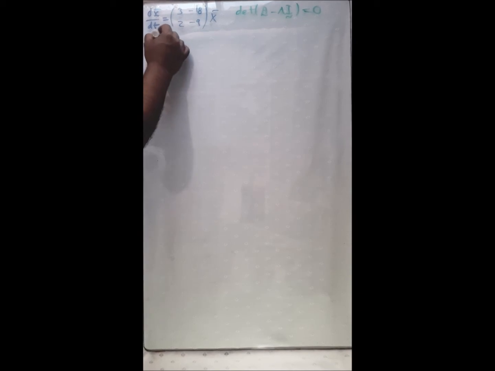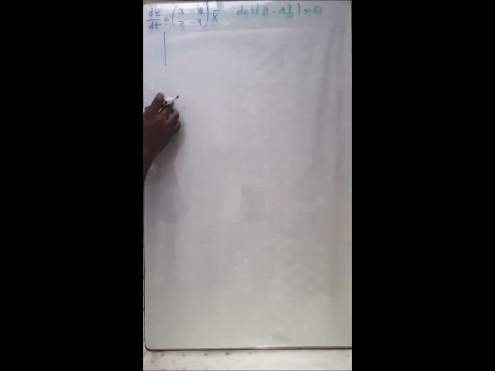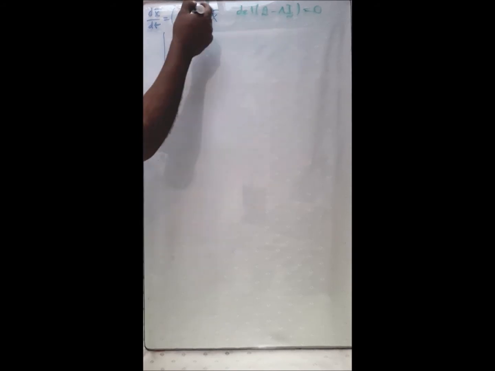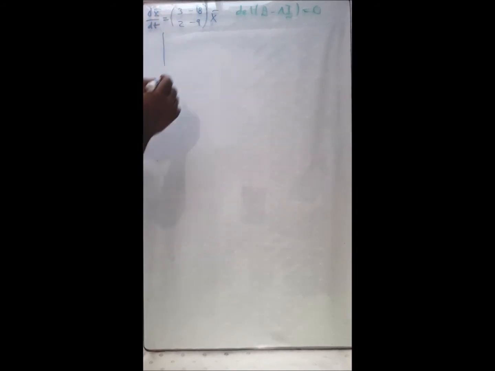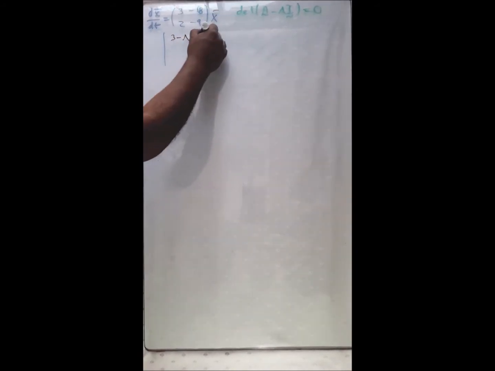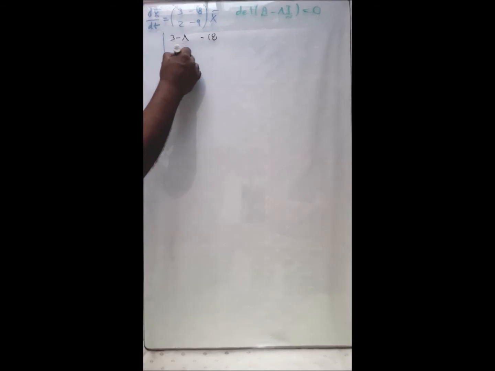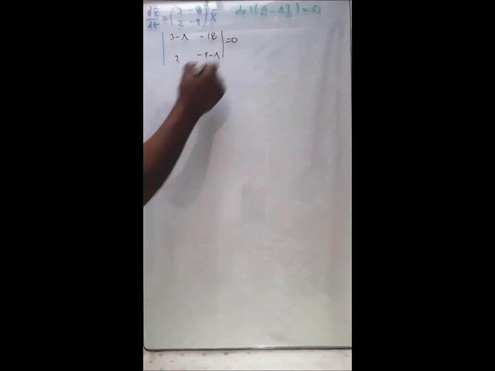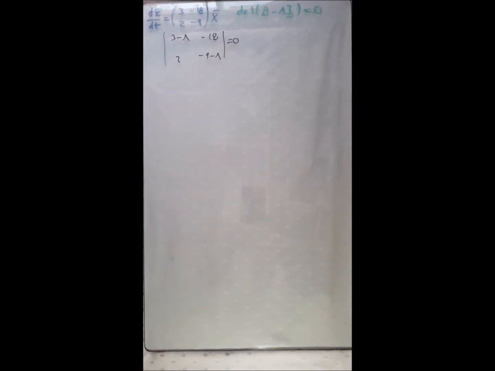You can do that also, but the determinant will be, because A matrix minus lambda identity matrix only affects the main diagonal, then you will have 3 minus lambda, the other is the same, this is the same, and then minus 9 minus lambda, and that equal to 0. You can save a lot of time there.